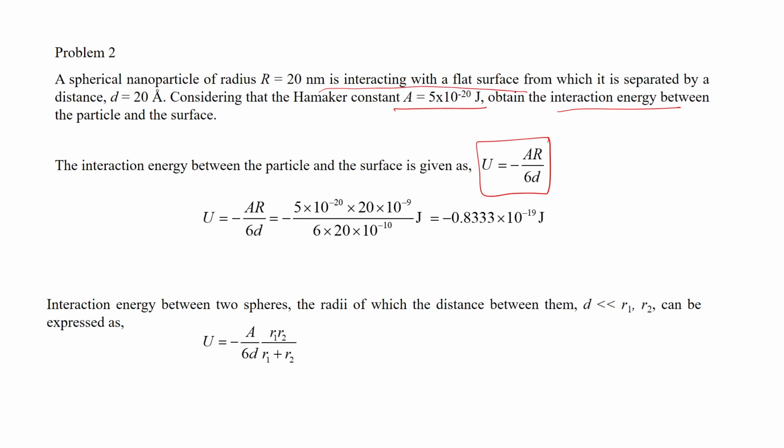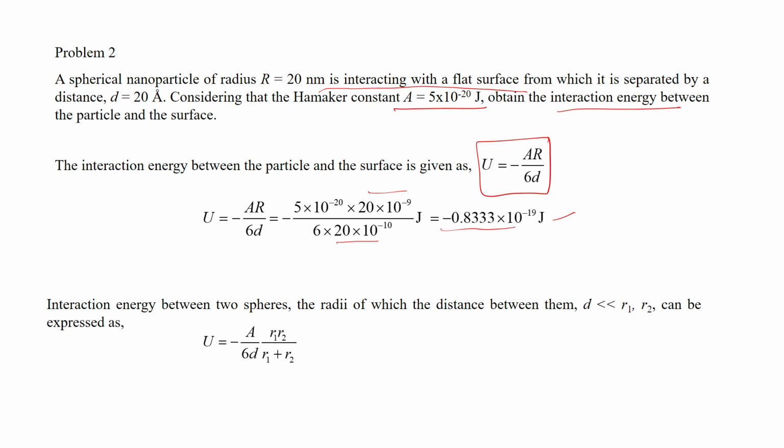So, what is the interaction energy? It is minus A and something. There is an attractive interaction, and here they put the values of d and r. r is 20 nanometers, 10 to the minus 9 meter, and it is at a distance of 20 angstrom, so 10 to the minus 20 here, and so on. It comes out to be this many joule. That is the way this kind of problem can be assessed.